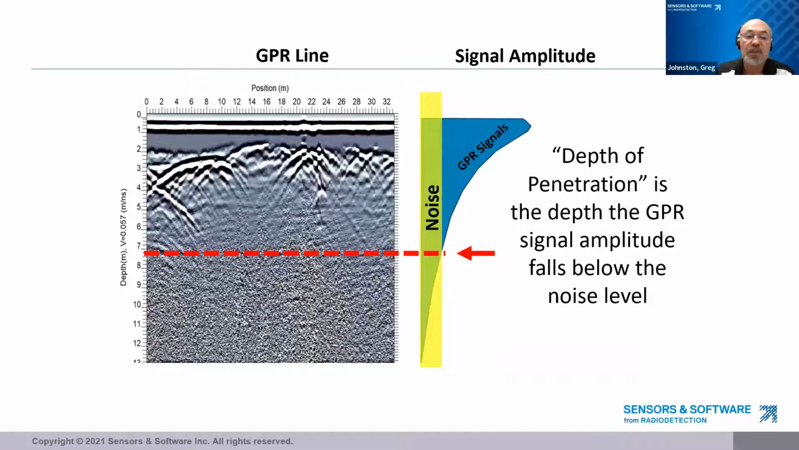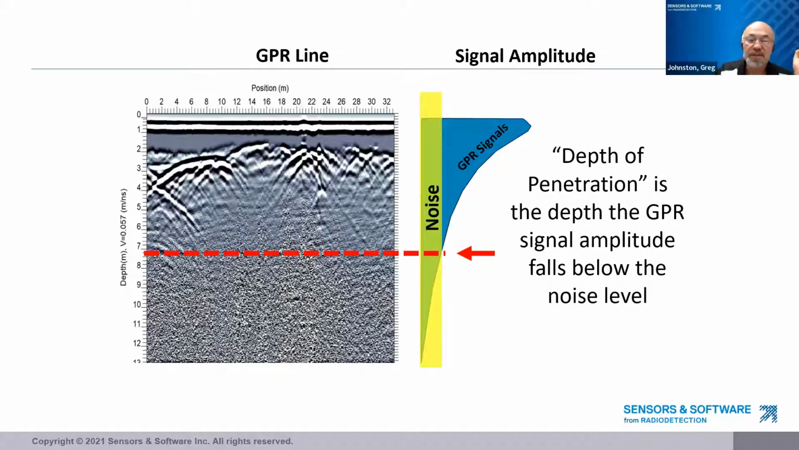So if we look at this GPR cross-section, the bottom under the red dashed line shows noise, plotted as random signals, looking like a snowstorm or a TV station that's not coming in properly. Above the red line is the coherent GPR reflections from objects and boundaries. As indicated by the red line, you can see the red line is at about 7 meters depth. And that is effectively the depth of penetration of the GPR.